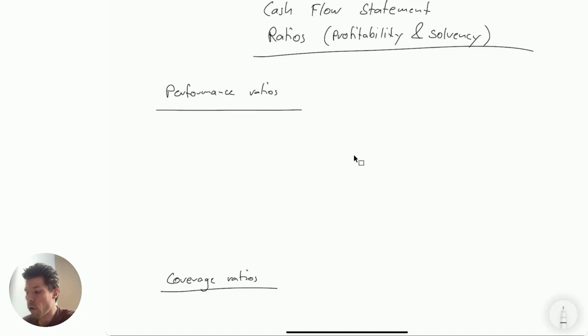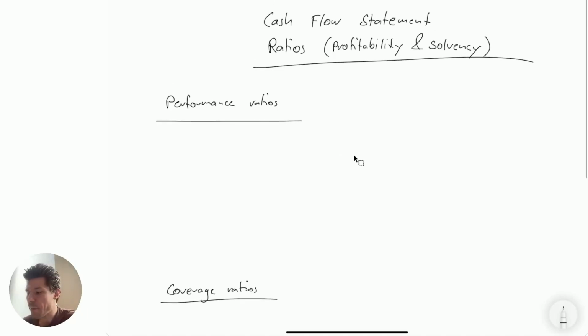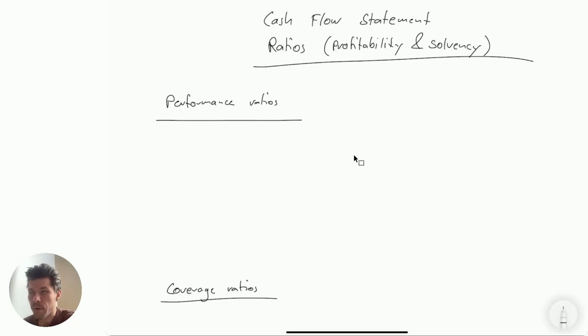That's what we are doing here. Same applies for performance ratios. You can look at some of those from an EBIT, from a net income perspective, derived from income statement. But here what we do, we look from a cash flow perspective.